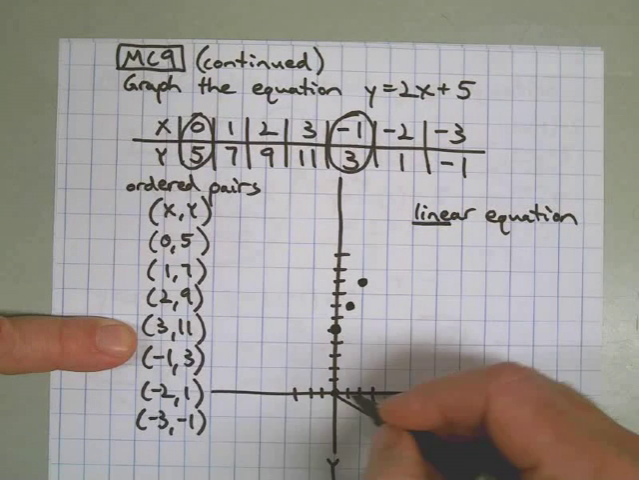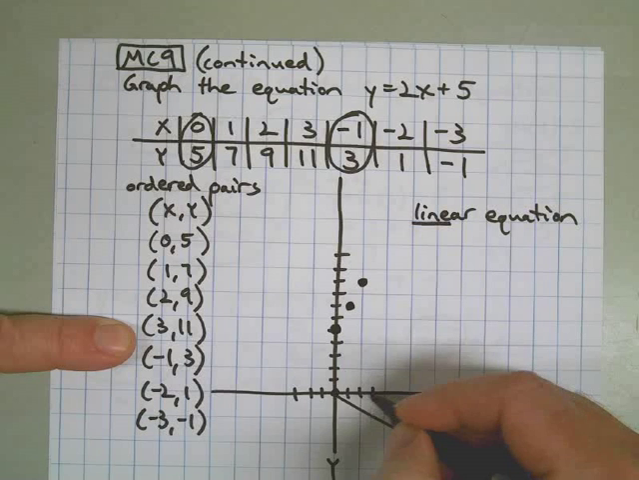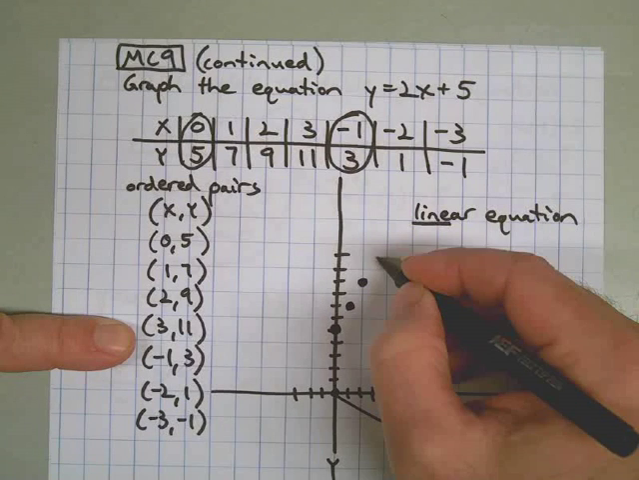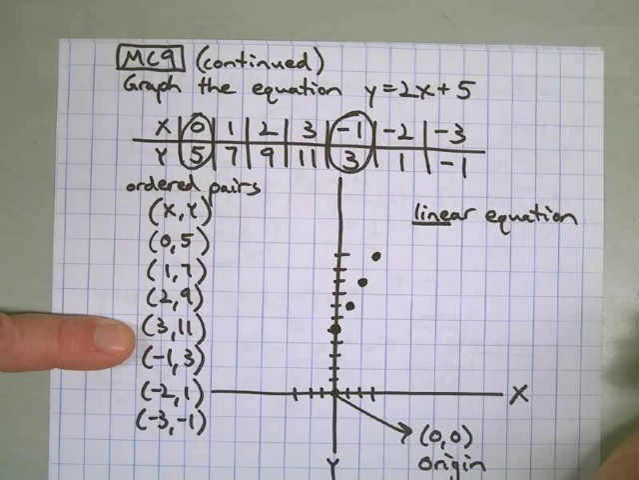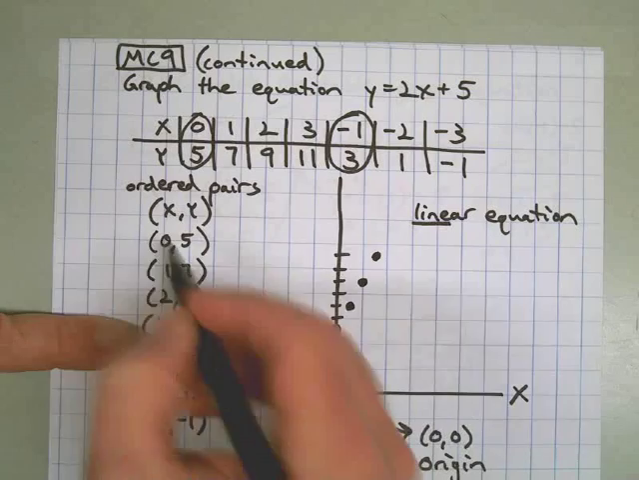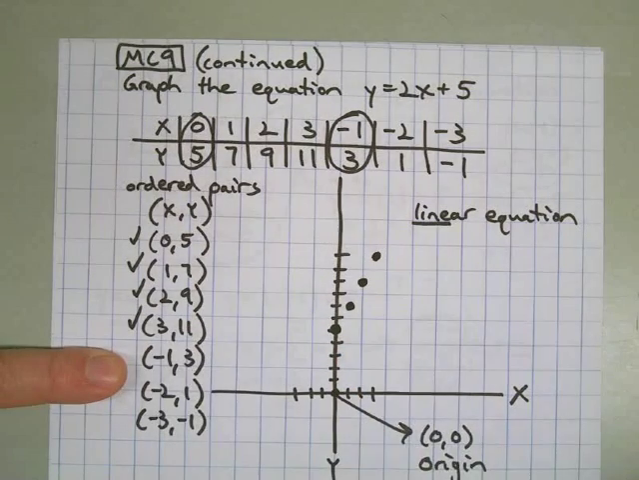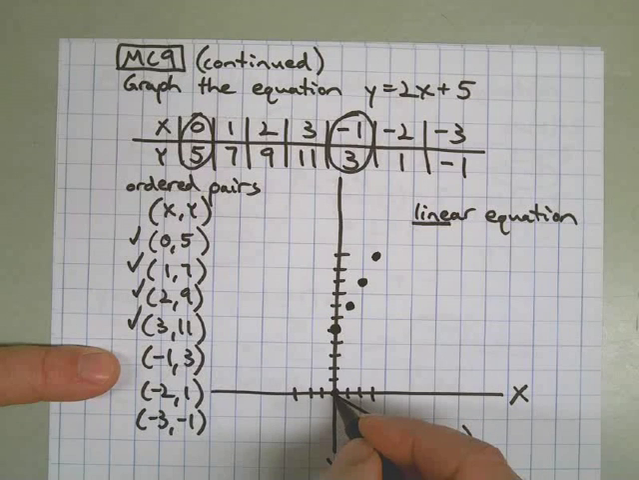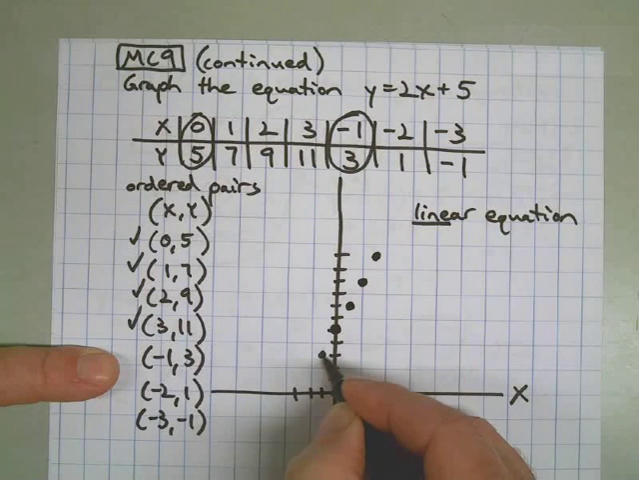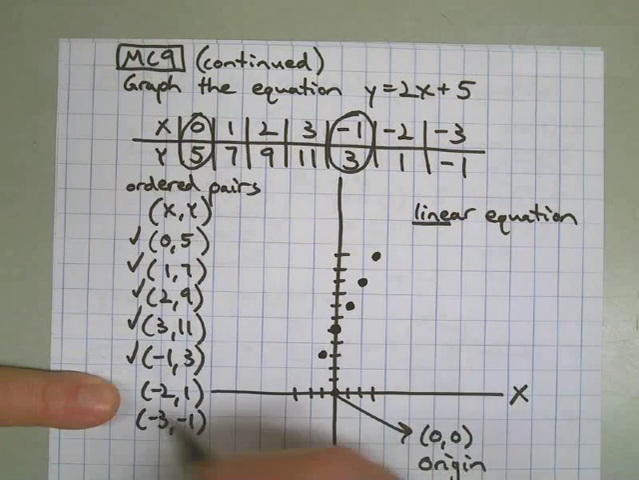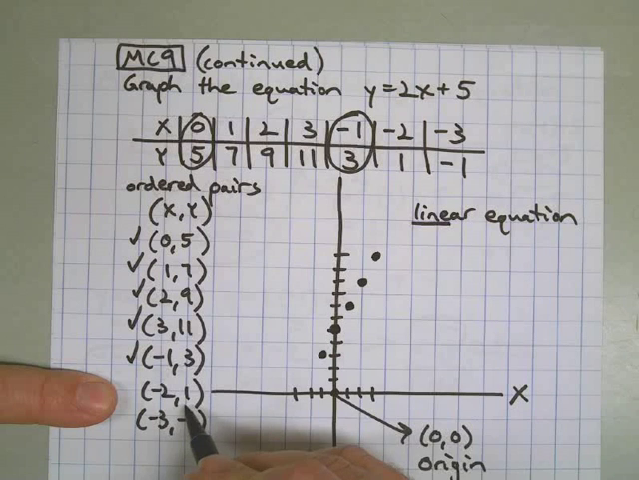Next pair is 3 and 11. I'm going to go over 3 from the origin, 1, 2, 3, and up 11. 2, 4, 6, 8, 10, 11, right in the middle there. Looks like I still have my line. Check, check, check, check. Just like a list. This is my to-do list. I have 3 more things. -1 means I start at the origin and go left. And then up 3. 1, 2, 3. Check that one off.